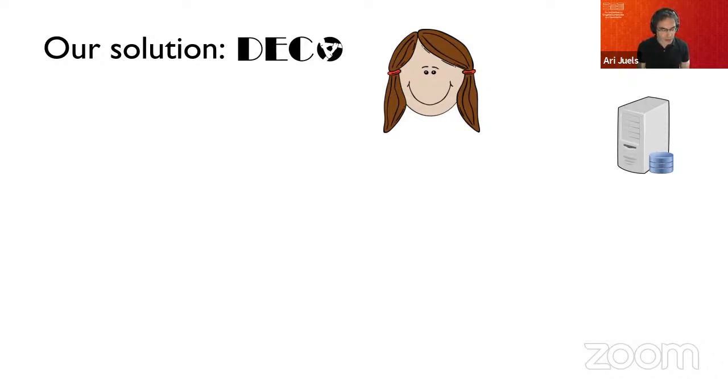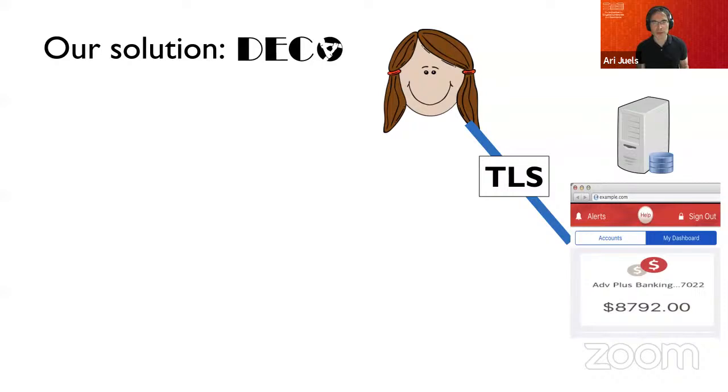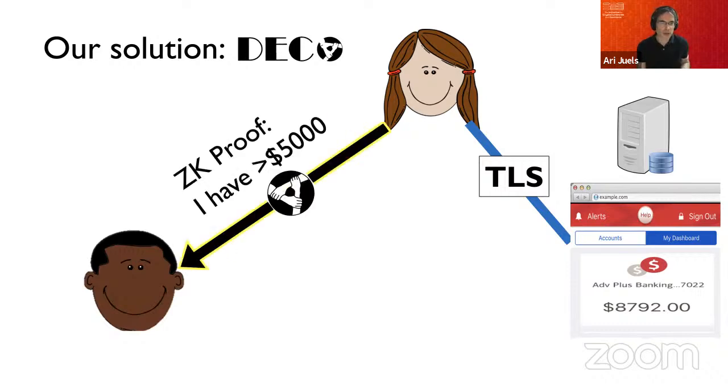Our approach to this lack of accessibility for private data today is a system called DECO. The idea is as follows. A user like Alice can connect to a server over TLS and then prove things in zero knowledge about the content of her session with the target server. For example, Alice can log into her bank and prove to Bob in zero knowledge that she has more than $5,000 without actually showing her bank account balance.